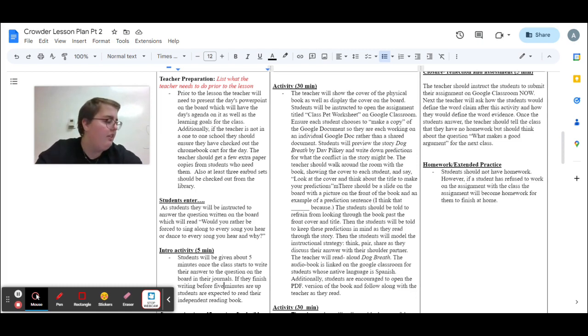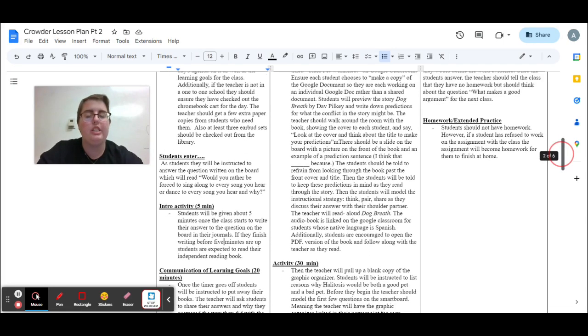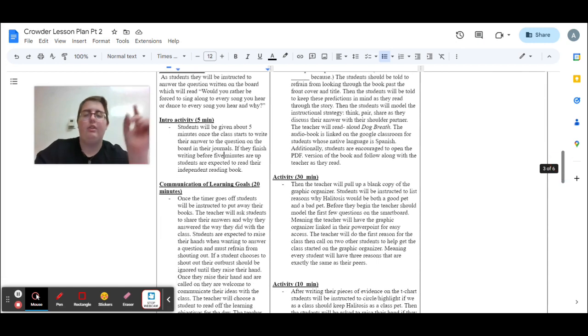And then I have my instructional strategies. We kind of talked about instructional strategies a little bit ago when I was going through my PowerPoint presentation, but I will just refresh us. So we had think, pair, share. For a bell ringer, they're given 5 minutes once the class starts to write an answer to the question on the board. And then once that timer rings, I will say, okay, look at your shoulder partner. Again, they're in pods. And then share your answer with your shoulder partner.